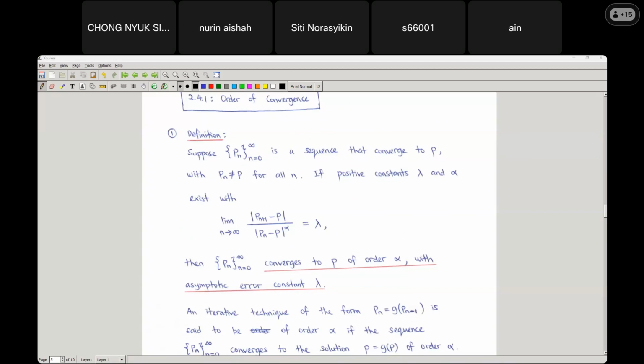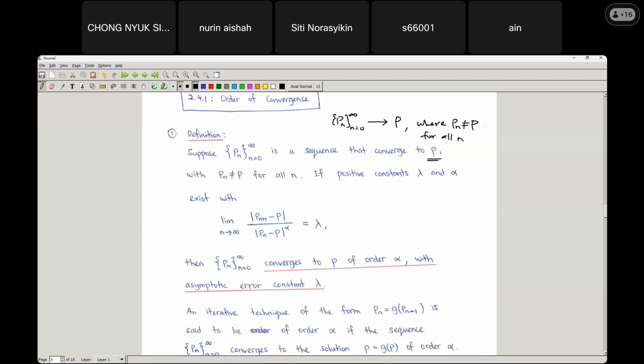Suppose we have a sequence denoted by Pn, where n starts from 0 up to infinity, and this sequence Pn converges to P, with the condition that Pn is not equal to P for all n. That means from n equal to 0 to infinity, your Pn value will not be equal to P.